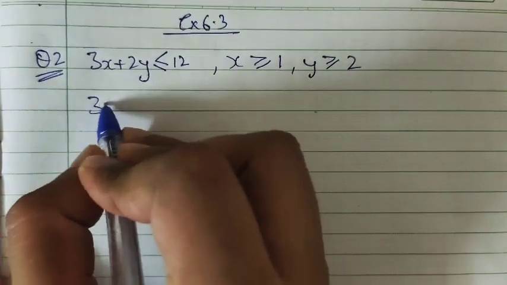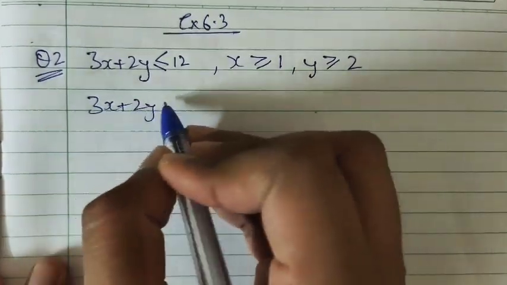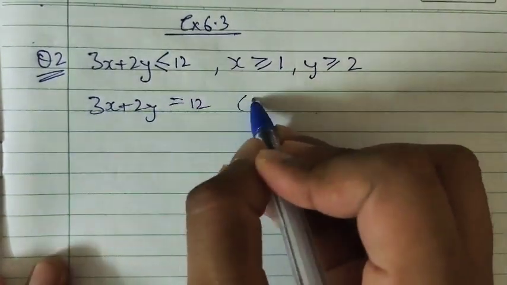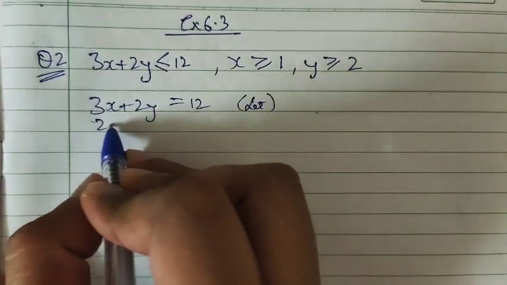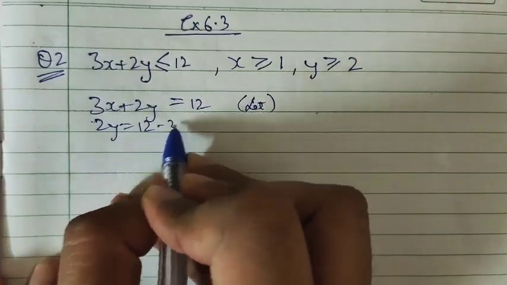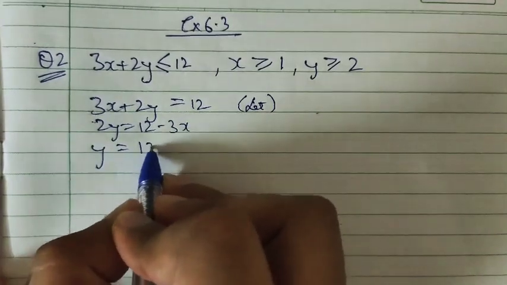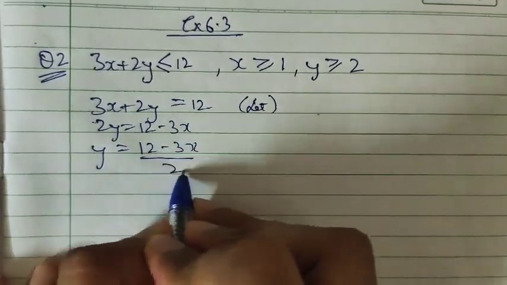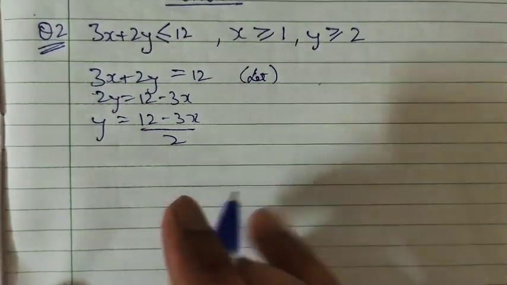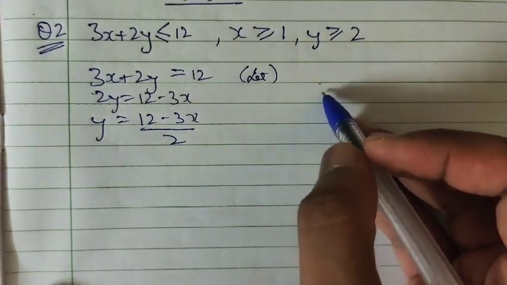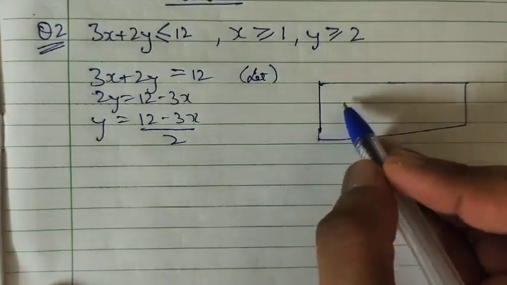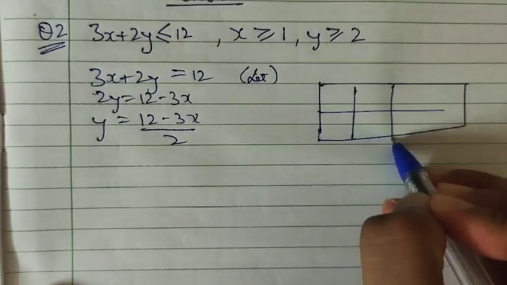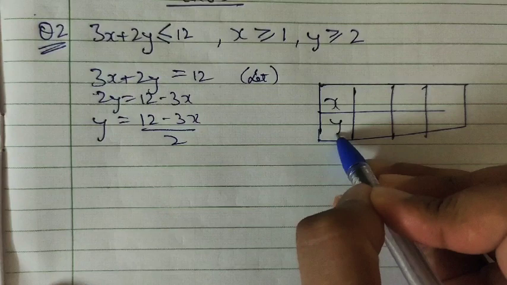3x plus 2y is equal to 12. So 2y will be equal to 12 minus 3x, and y will be equal to (12 minus 3x) upon 2. So for every different value of x, we will have a different value of y. Let's write it here: x, y.